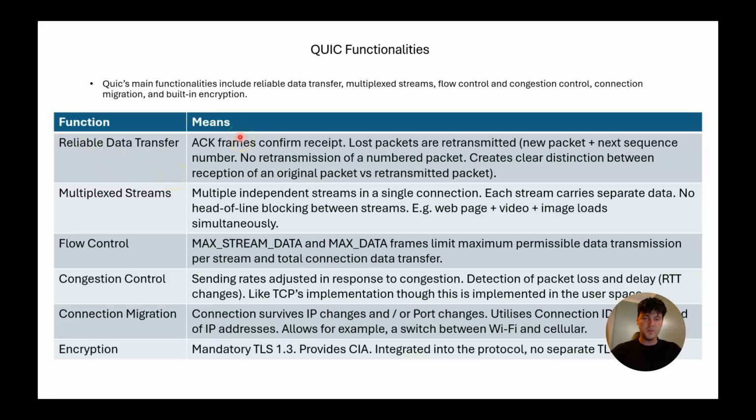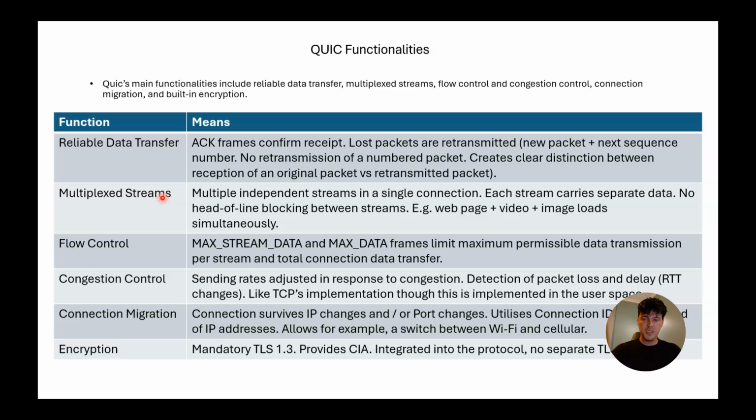So this is our ACK frames. We know ACK frames, we've seen them with TCP before, and the idea here is very similar. So we're going to confirm packets that have been sent. So we're confirming to the sender that we've received their packets. Lost packets in this instance now need to be retransmitted with an entirely new packet and the next sequence number. So you cannot retransmit a numbered packet. This is good because it creates a clear distinction between the receipt of an original packet or a retransmitted packet.